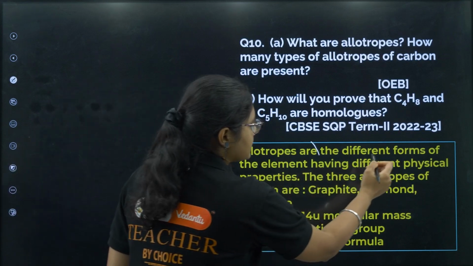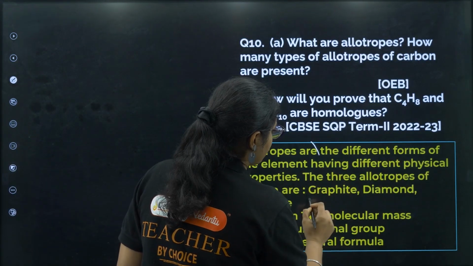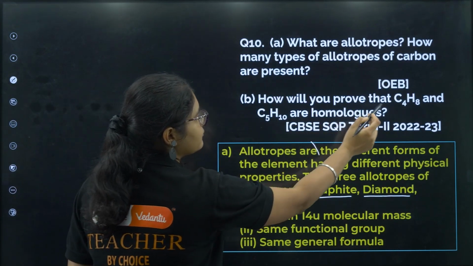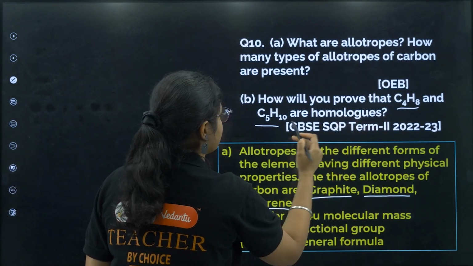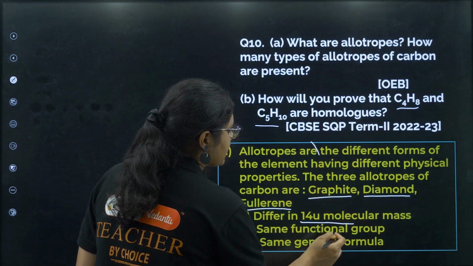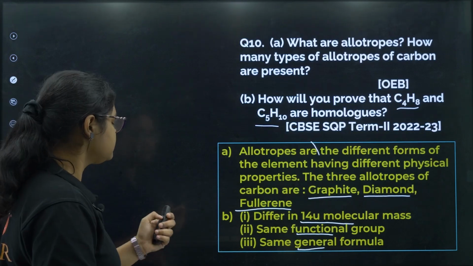So allotropes are the different forms of the same element having different physical properties. The 3 allotropes of carbon are graphite, diamond and fullerene. Now, how will you prove that C4H8 and C5H10 are homologous? They differ by 14 u molecular mass. They have same functional group and they have same general formula. Clear?